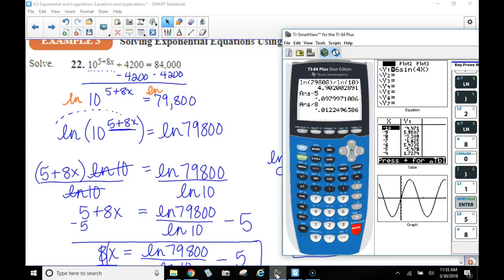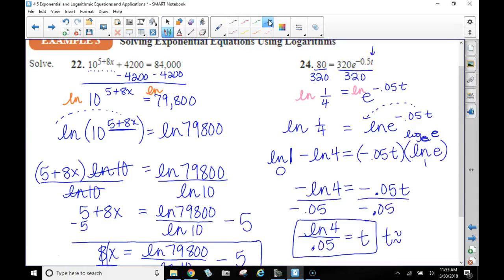All right, so let me get over here and take the natural log of 4 divided by 0.05. And to 4 decimal places, I'm going to round that up to a 9, 27.7259. I think that looks pretty good. That's rounded to 4 decimal places.